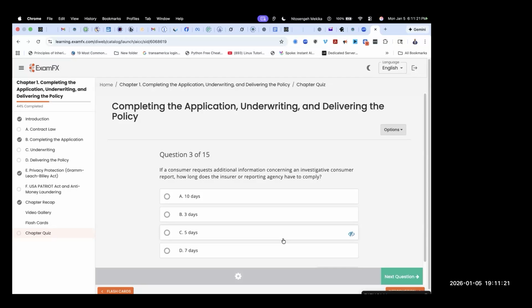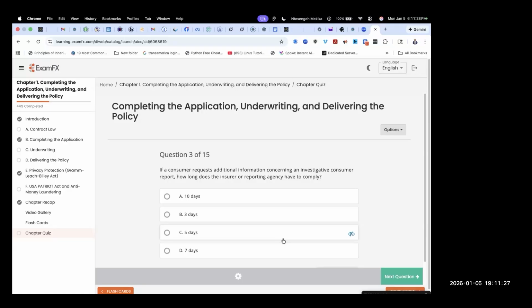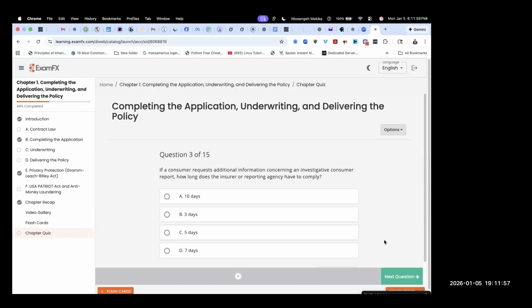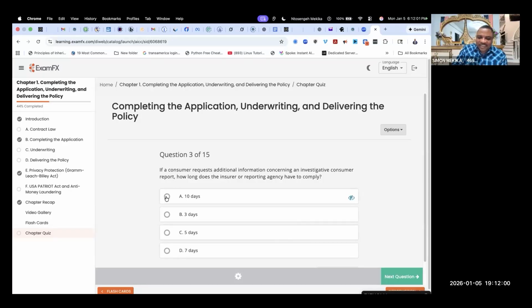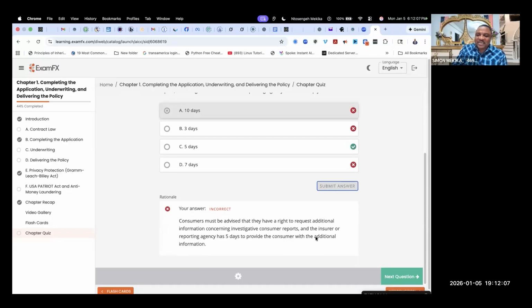Okay. Question 3. If a consumer requests additional information concerning an investigative consumer report, how long does the insurer or reporting agency have to comply? A, 10 days. B, 3 days. C, 5 days. D, 7 days. I'll eliminate B and C. Okay, so what is the answer then? A. All right, Emmanuel says A. Do you all agree? Yes, that's correct.